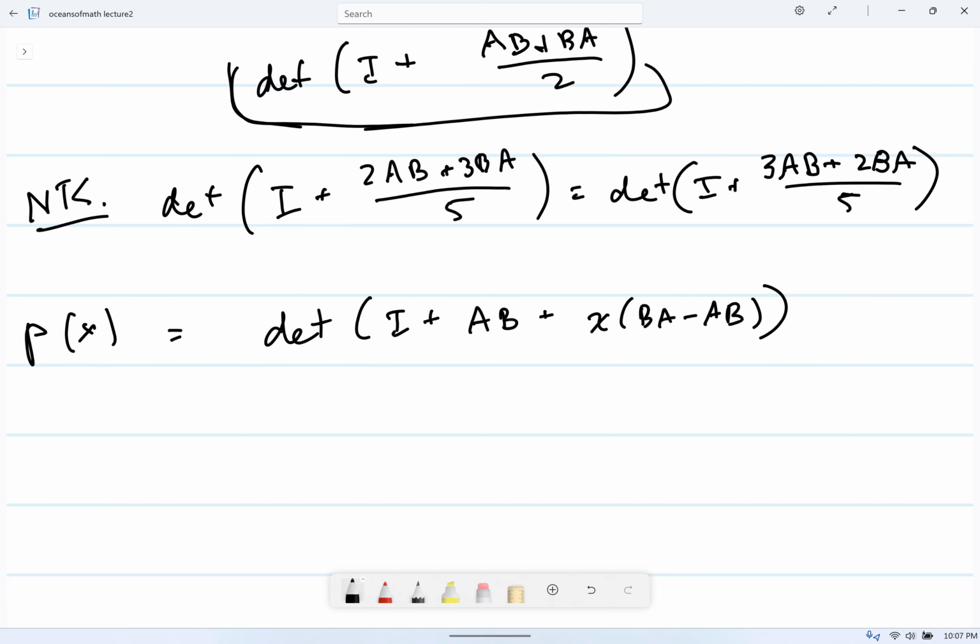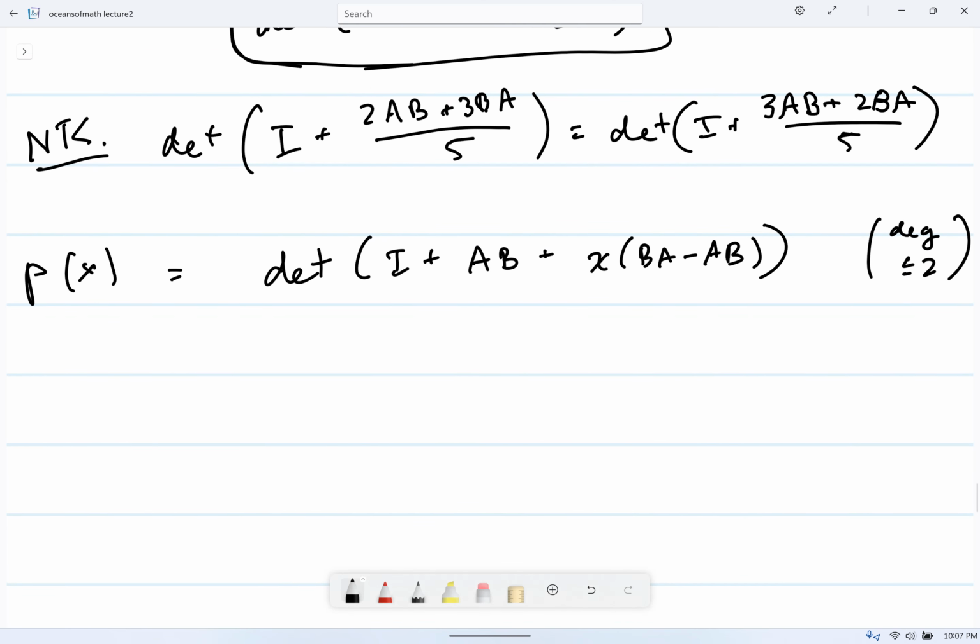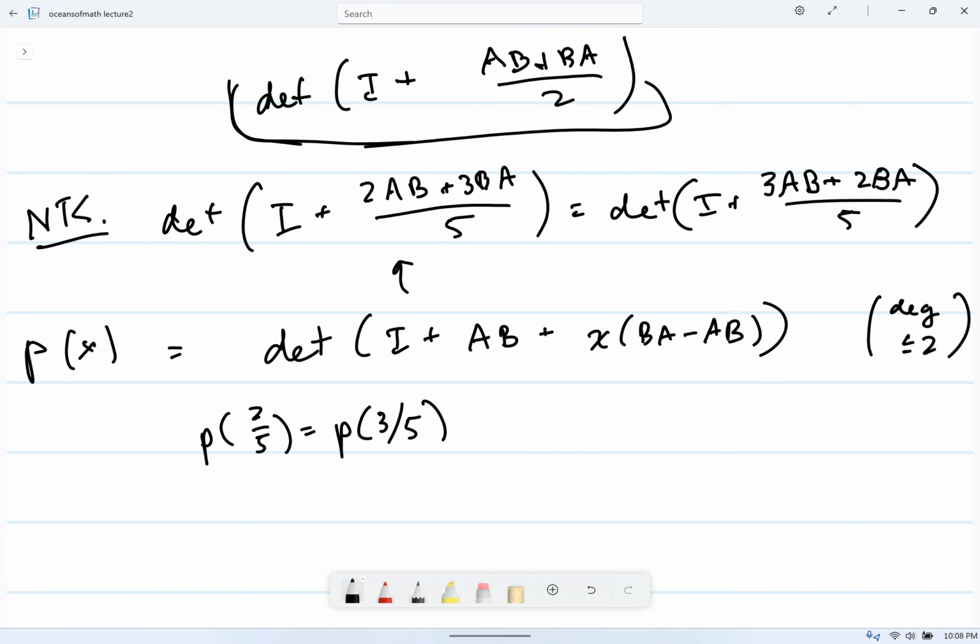And we'll notice that p of x is at most degree 2, right? Because if we take the determinant of a 2 by 2 matrix, this x is only ever going to become an x squared. So it's of degree less than or equal to 2. Now I really want to show that p of 2/5 is equal to p of 3/5, okay? I believe that's what I want to show. And yes, it is, okay? This term is when I plug in x is equal to 3/5, and this term is x is equal to 2/5.